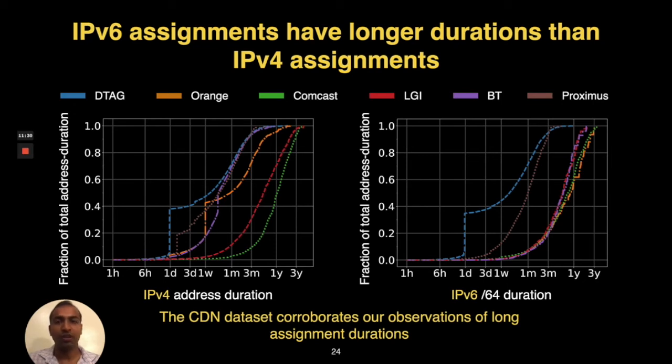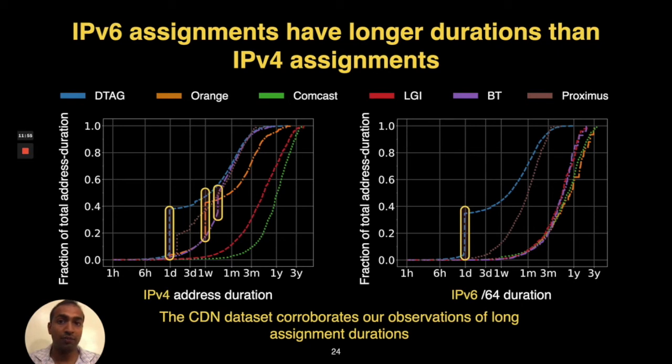Now, we discover a few modes in these graphs for v4, indicating that some of these ISPs renumber addresses periodically. In v4, we observe 24-hour durations are common for Deutsche Telekom. 1-week durations are common for Orange. 2-week durations are common in BT, etc. But in IPv6, we only see evidence of periodic renumbering for Deutsche Telekom among these ISPs.